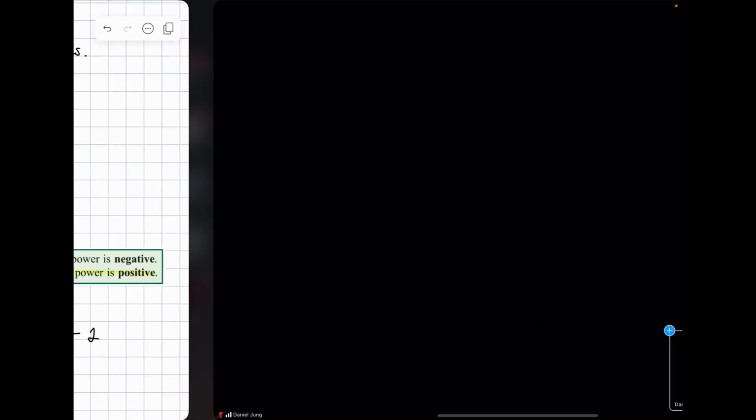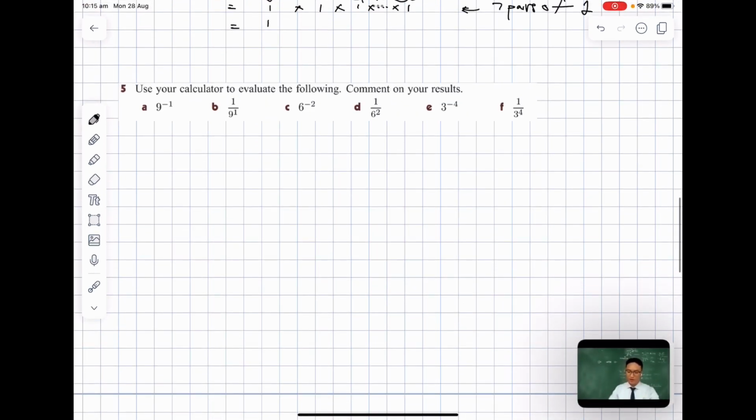Moving on to question 5. I'm going to do question 5C and question 5D. This question 5 asks us to use your calculator to evaluate the following and comment on your results. So this one actually wants you to talk and communicate mathematically. But this one doesn't have to show any sort of working out. It just wants you to show that you have used a calculator for this.